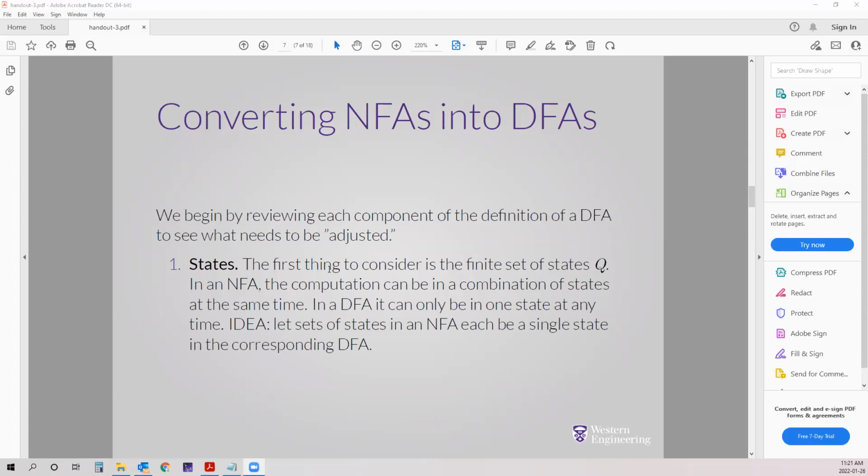How to convert? We begin by reviewing each component of the definition of a DFA to see what needs to be adjusted. States. The first thing we have to consider is the finite set of states in an NFA. The computation can be in a combination of states at the same time. In a DFA, it can only be in one state at any time. Idea: let sets of states in an NFA each be a single state in the corresponding DFA.